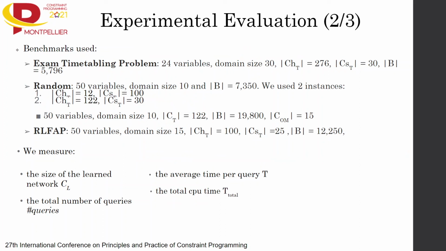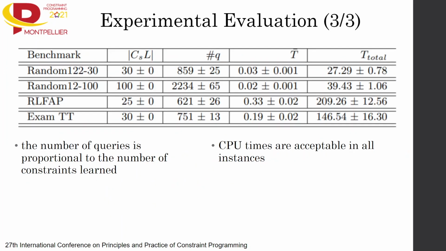We also present some other important metrics, like the average waiting time for the user after a query is posted until the next one. The results in all benchmarks are promising. We can see that the number of queries is proportional to the number of constraints learned, while the time needed is acceptable in all instances. Especially, the average waiting time of the user between two queries is very low.